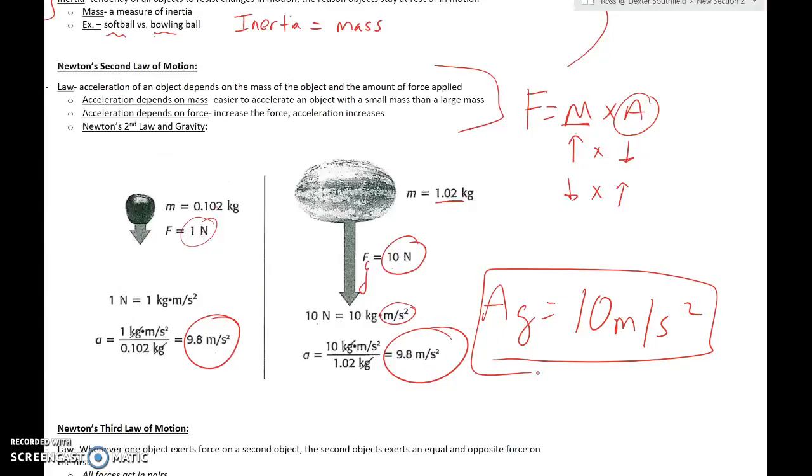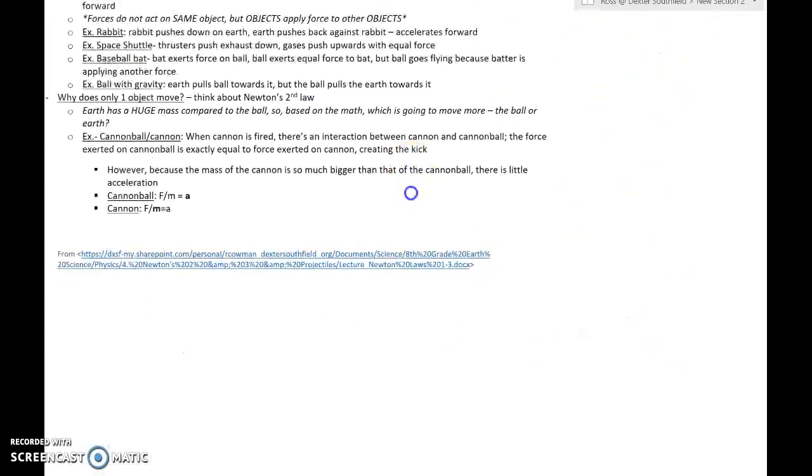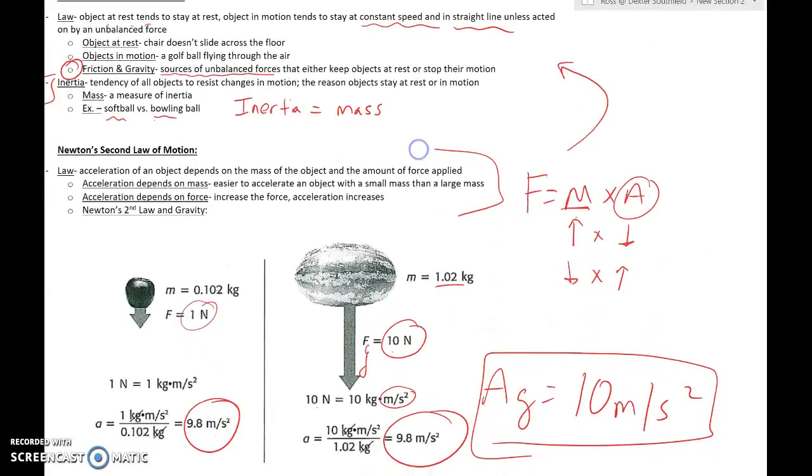So those are the first two laws. I'm going to pause and not go over the third law in this video, just because it's a little bit more nuanced. It's a little bit more detail that I want to separate out. So we'll go over the third law in the next video.